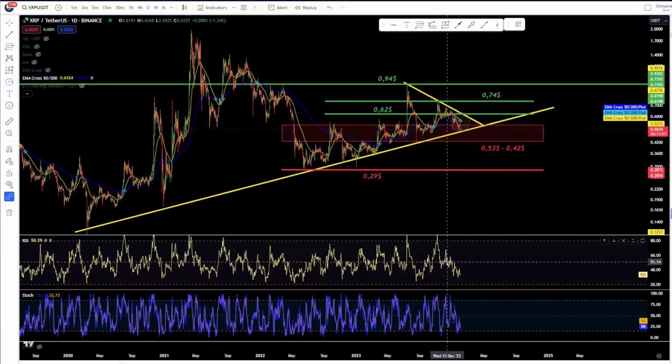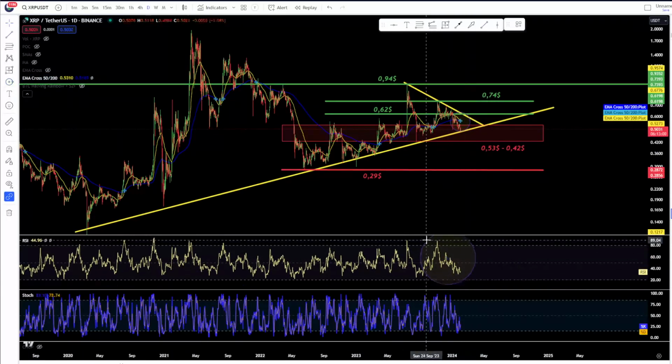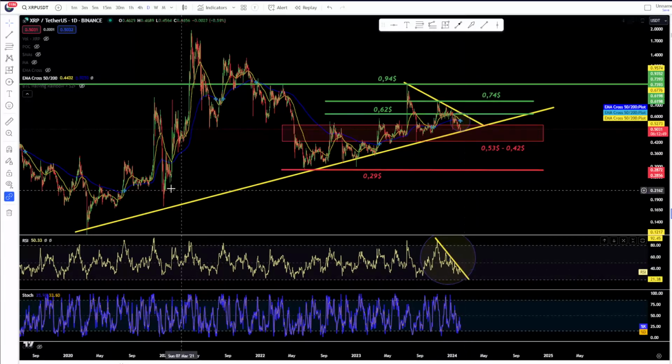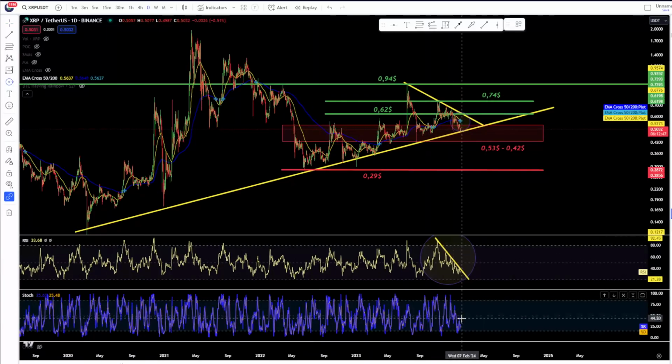Looking at the RSI indicator, we can see a strong downward trend and a renewed fight against the trend line, under which there is still room for a price drop. However, on the stock indicator, we are moving at the lower limit, which, despite a possible decline, may result in a change in the trend in the coming weeks.